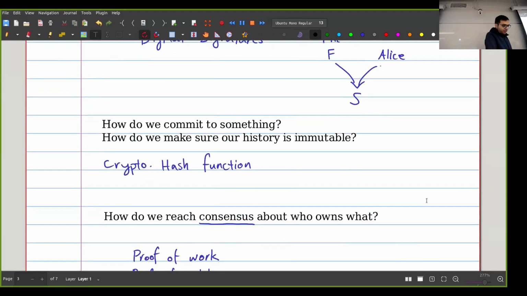Now, the other central thing that we will see is basically how to commit to something. Let's say I have a history, and this can be a history of anything, in our case, of course, it's a history of transactions. How can I make sure that the history cannot be changed? How can I make sure that no one can change what has happened in the past?